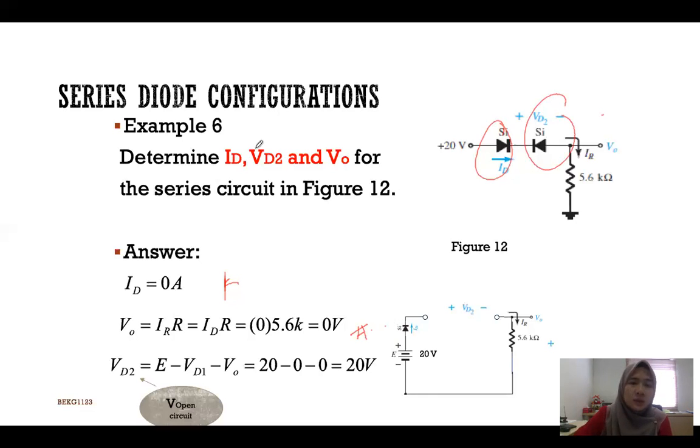Your question asks you to calculate VD2. So VD2 is equal to E minus VD1 minus V naught. You need to change this to 0.7 actually, because it stated that the material is silicon. But if the material is not given, then you can use 0.